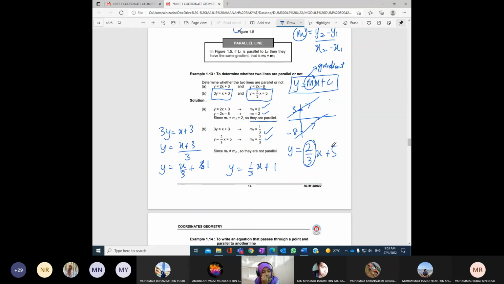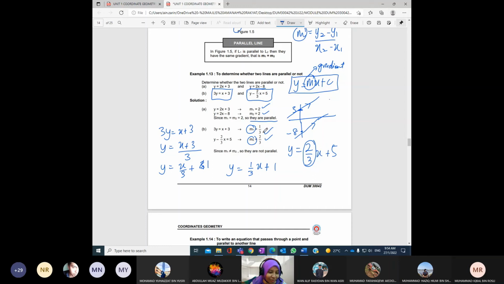So are they having the same gradient? Are they having the same gradient? Yes, madam. Same gradient. Mana? No, madam, no.